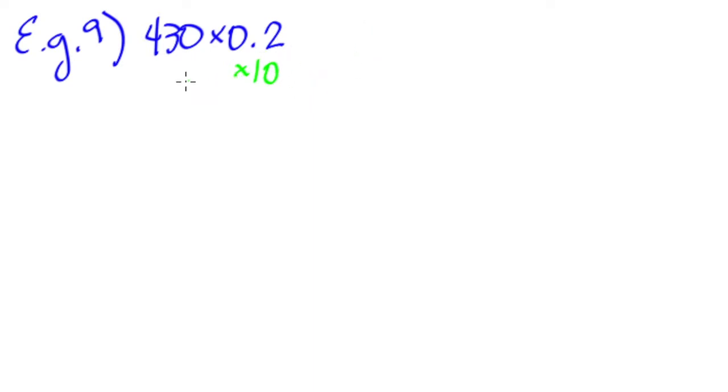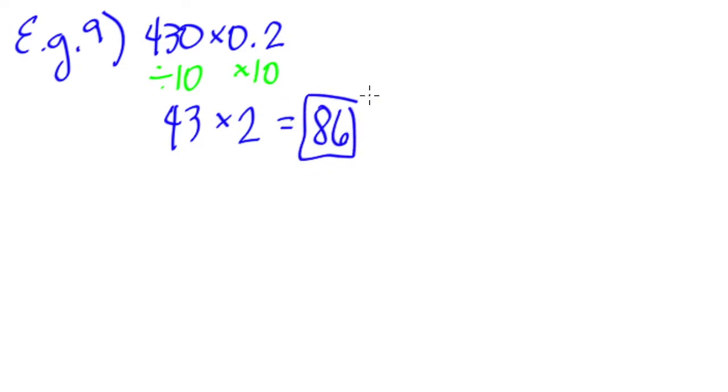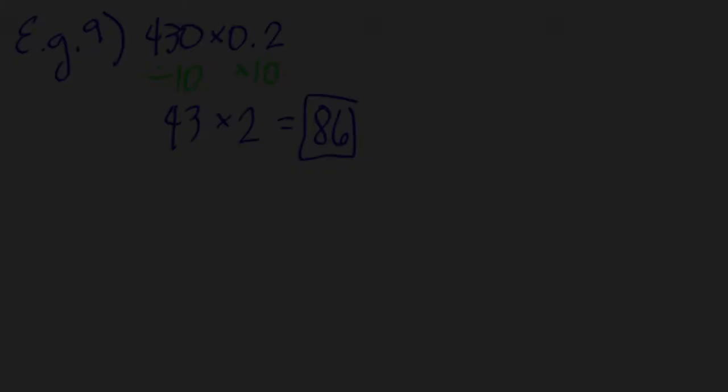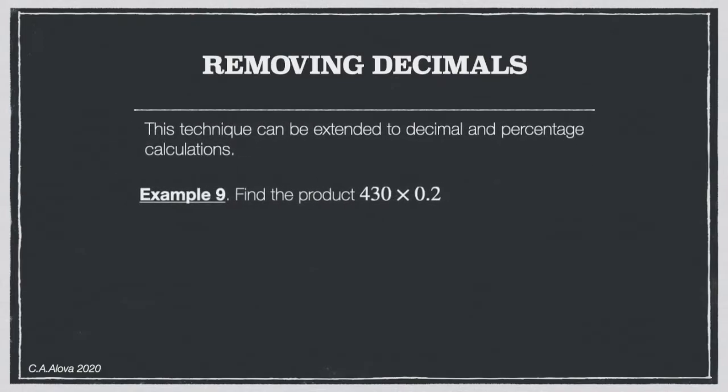So if we multiply this by 10, by proportionality we will also be dividing this by 10, the same process that we did before. That's the reason why. So 430 divided by 10, just erase one zero, and 0.2 times 10 is going to give us 2. Double this: 86. Voila, that's your answer. If you want to have it in words, the solution is 86.